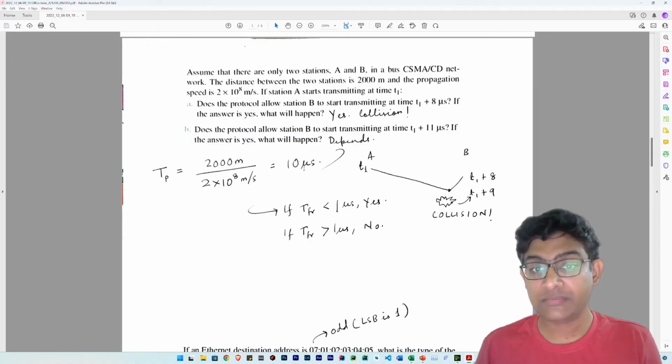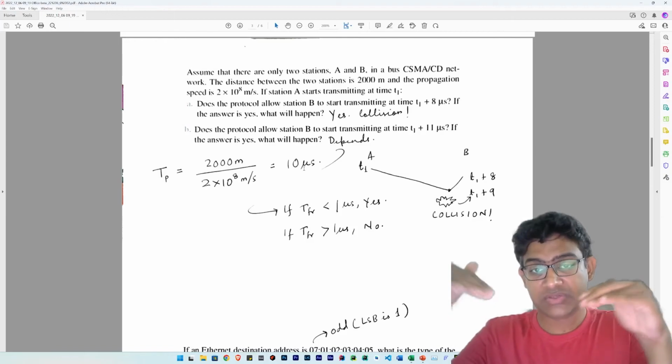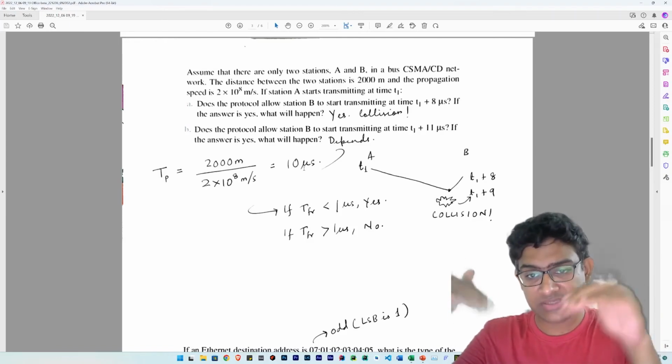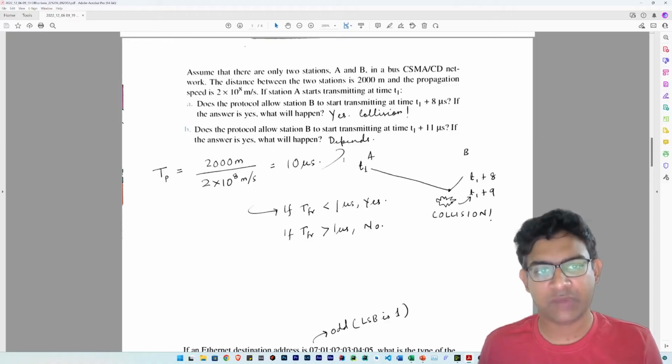Now what will happen? Will they collide? Yes, they will collide because A's signal has not reached B. So B starts transmitting and they will start to collide at T1 plus 9 because the signal is just 2 microseconds away from B. So A's signal will go 1 microsecond to the right and B's signal will come 1 microsecond to the left and they will collide exactly at T1 plus 9. Yes, they will collide. Just like the previous problem.